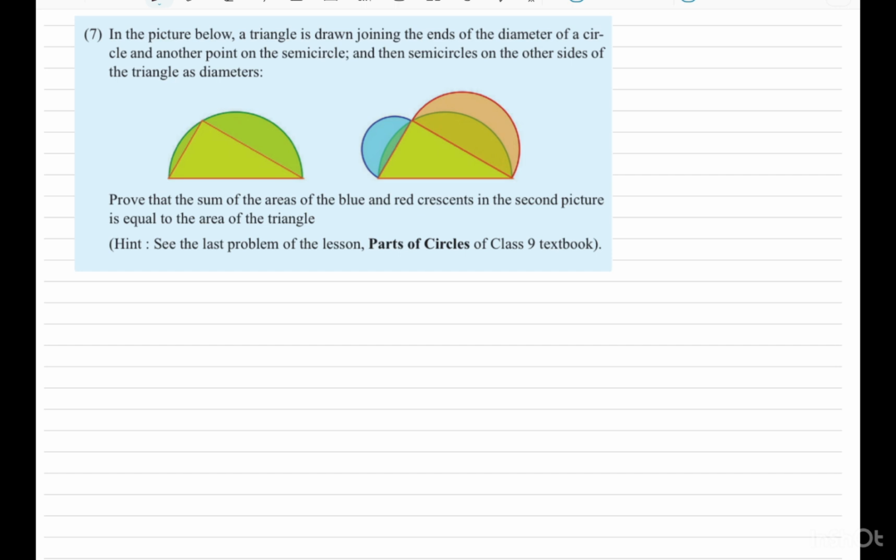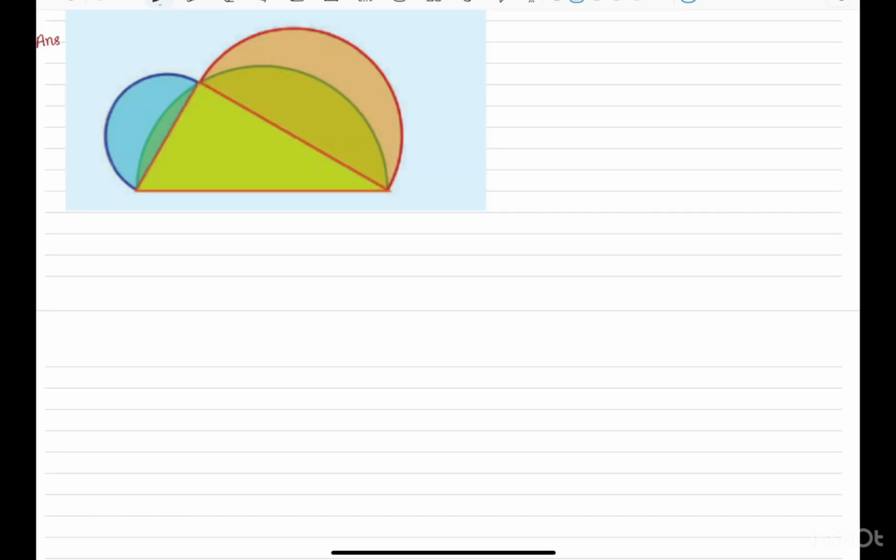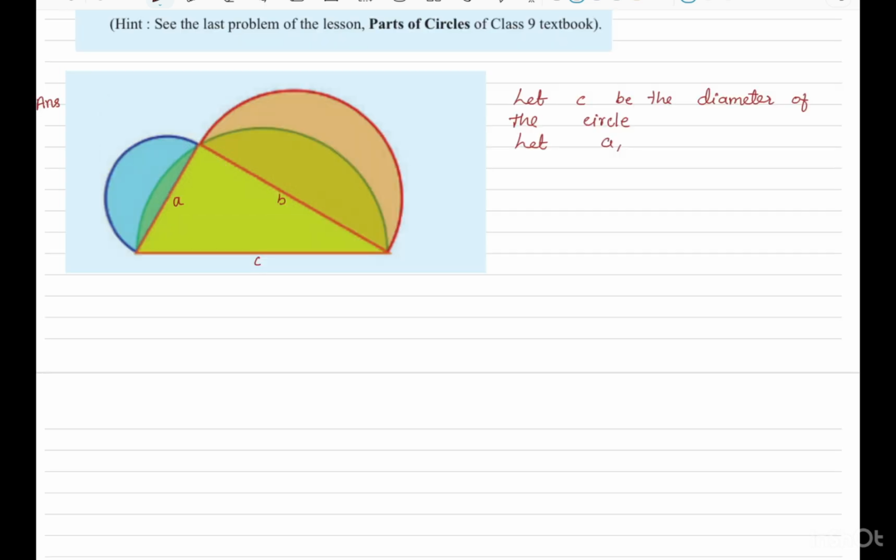Picture below: a triangle is drawn joining the ends of the diameter of a circle and another point on the semicircle, and then semicircles on the other sides of the triangle as diameters. Prove that the blue and red crescents in the second picture are equal to the area of the triangle. That is, we have to prove the area of the blue crescent and the red crescent is equal to the area of the triangle. So we have a given triangle. Let the sides of the triangle be a, b and c, and since this triangle is in the semicircle, c is the diameter. Let a and b be the other sides of the triangle.